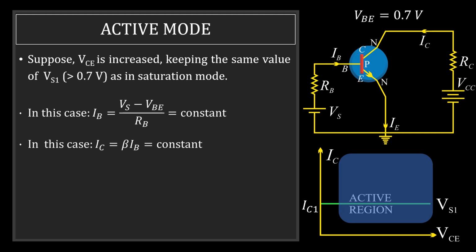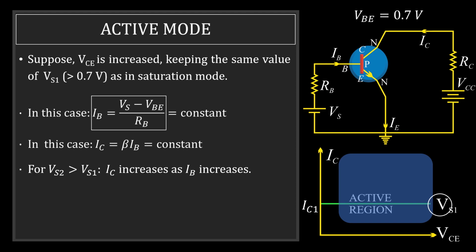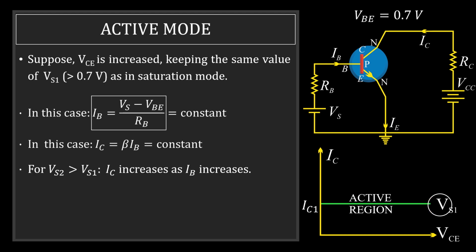If you understand, in the saturation mode we were here. If I increase VCE, no matter how much I increase, the current IC is not going to change because this current IC depends upon IB and IB depends upon these. And because I have fixed Vs, IB will not change regardless of what value of VCE we choose. Now suppose I choose a value of Vs more than the value of Vs1, then IC is going to increase because IB will increase and the plot will look like this. We can have many such straight lines depending on the value of Vs2.